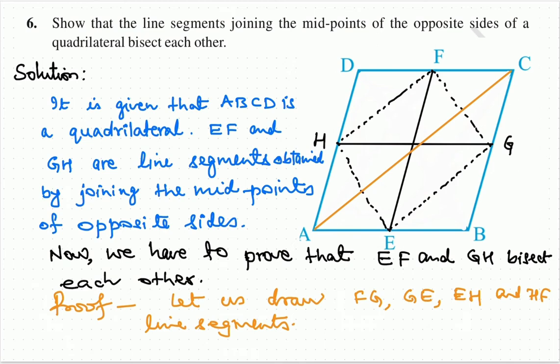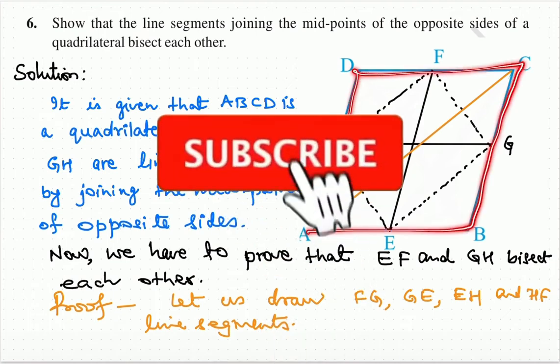So let's solve this. It is given that ABCD is a quadrilateral, and EF and GH are line segments obtained by joining the midpoints of opposite sides. Now we have to prove that EF and GH bisect each other. So for that, let us draw AC, a diagonal of the quadrilateral ABCD.